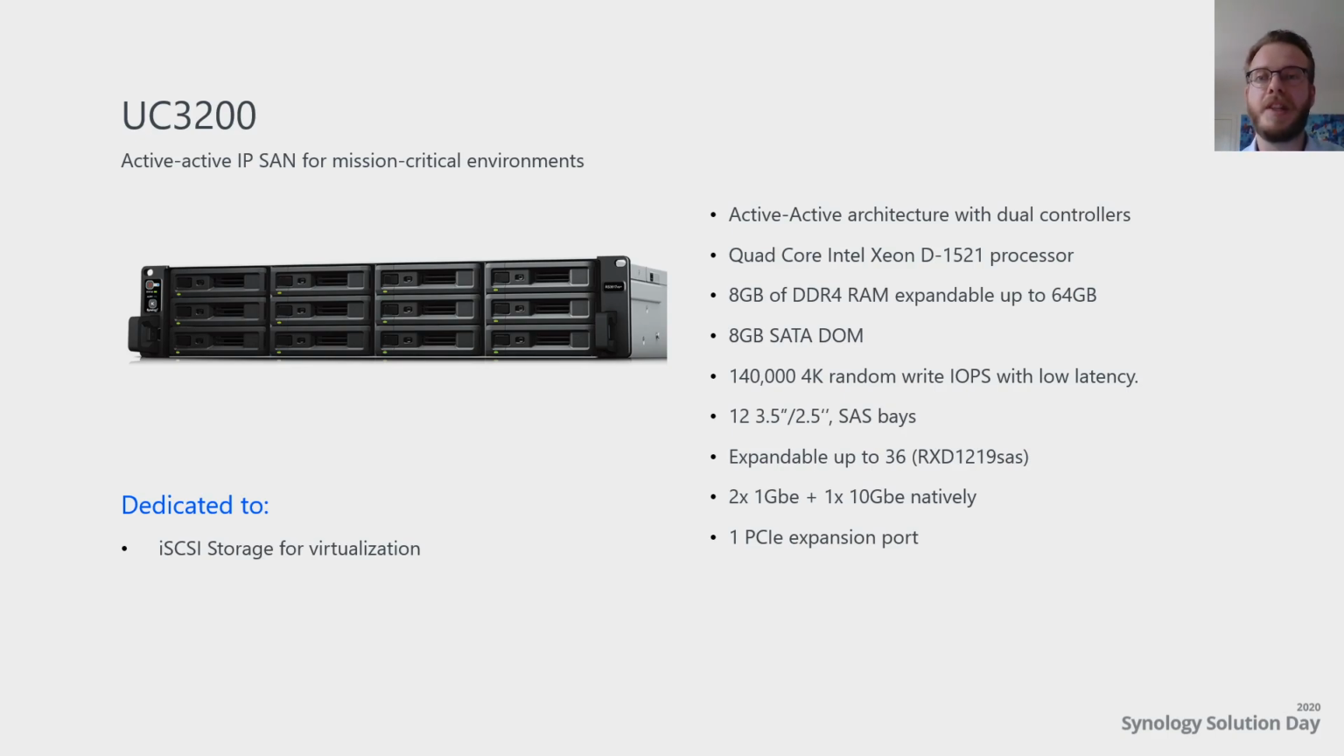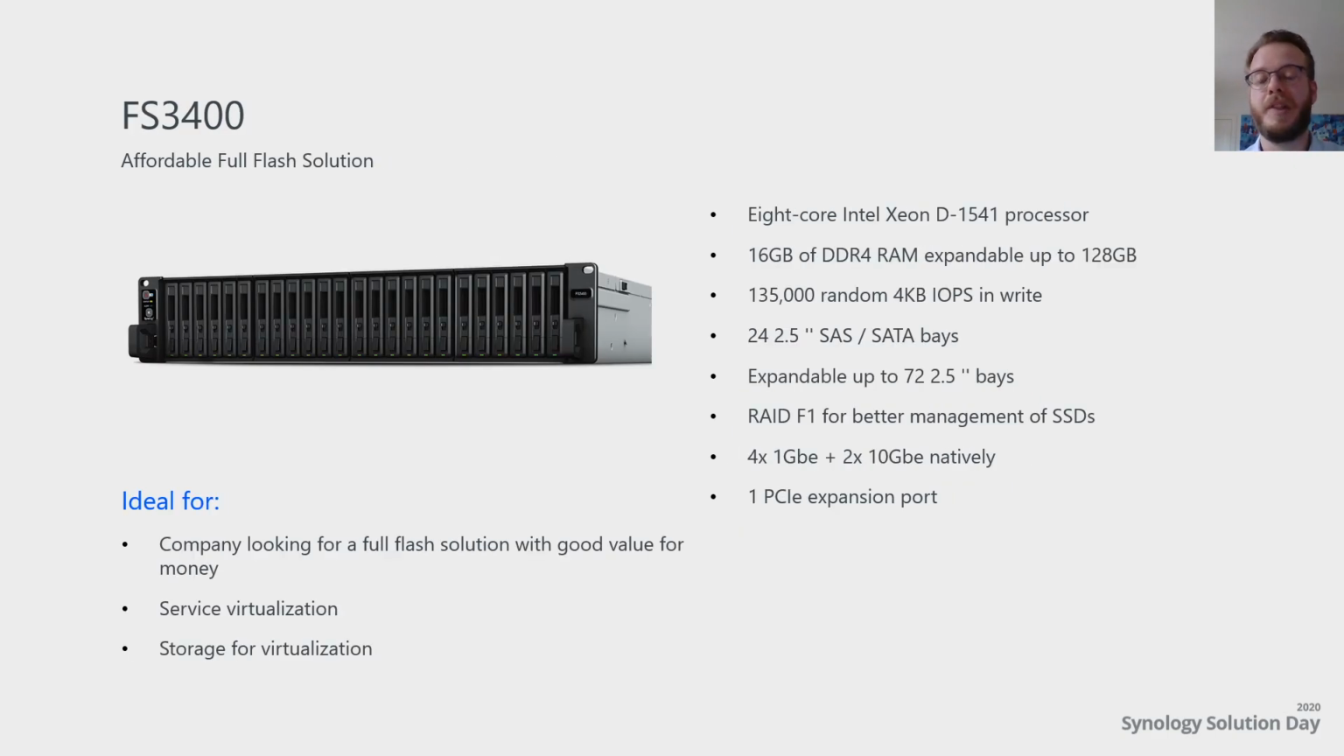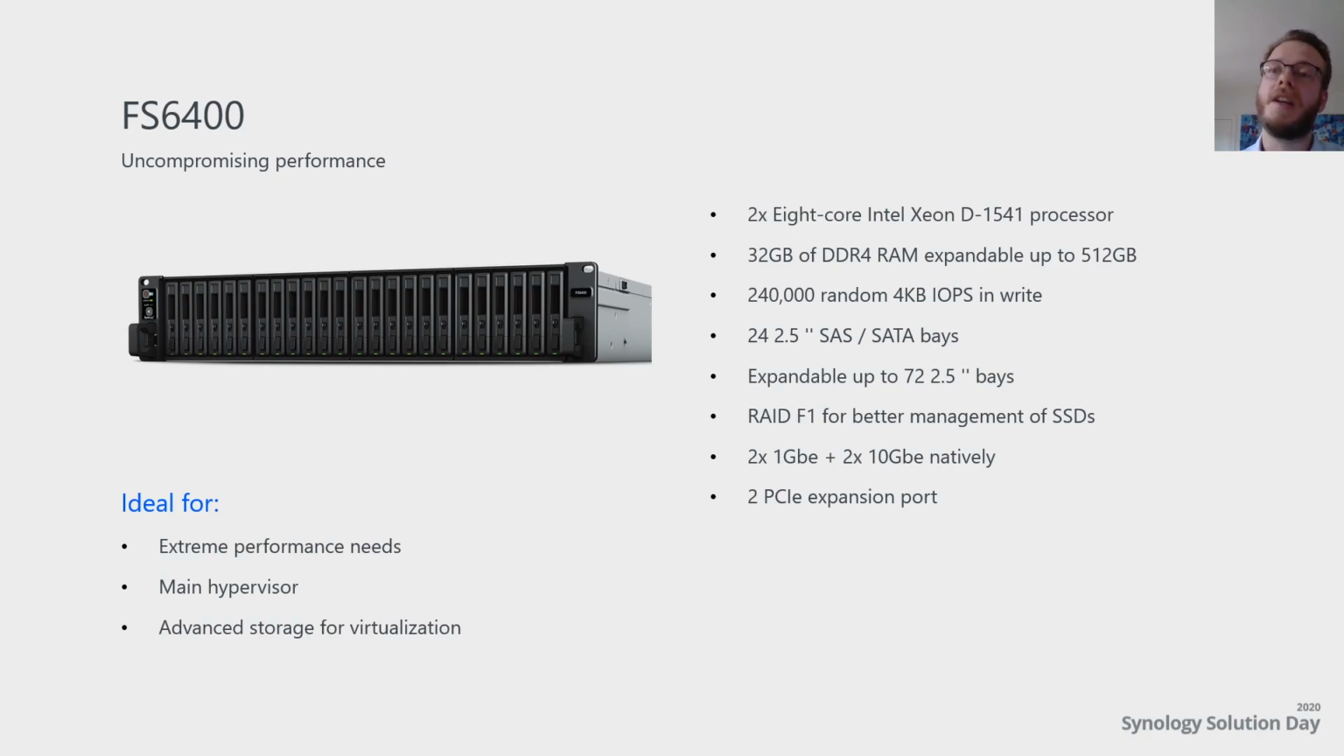But also, if your customers need to benefit from highly efficient storage capacities, if they also want to maybe use the server as a virtualization server themselves, with high performance, you will end up in our FlashStation line, the FS3400. It's an 8-core Intel Xeon processor, allowing you to profit from 35,000 IOPS. So if your customers need a high performance virtualization server, the FS3400 is the way to go. If your customers need even more performance, extreme performance needs, or advanced storage for virtualization, you will end up with the bigger brother, the FS6400, with its two 8-core Intel Xeon processors, offering you up to 240,000 IOPS.